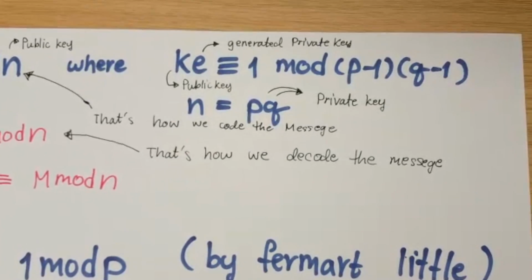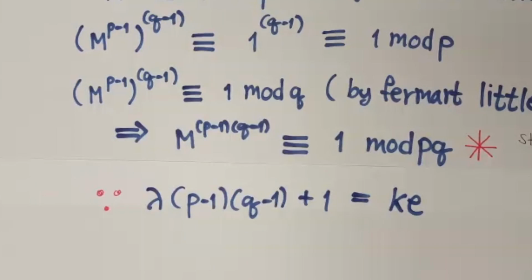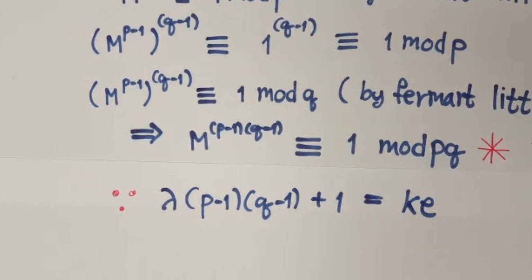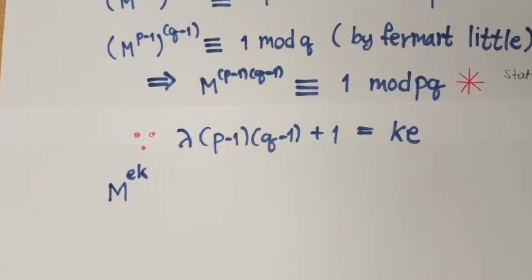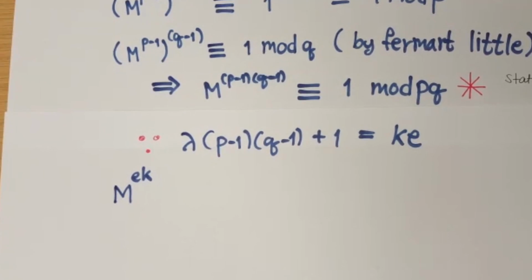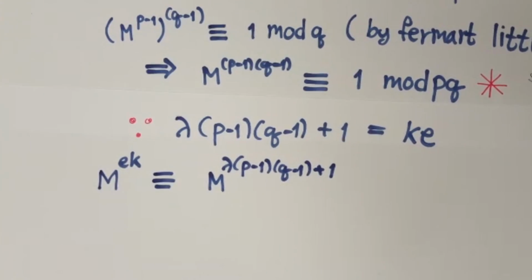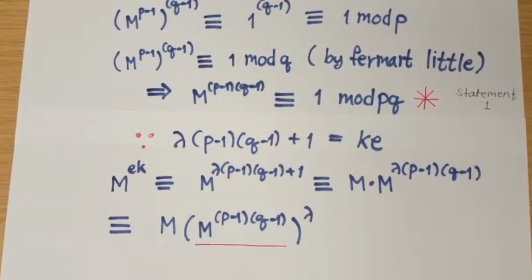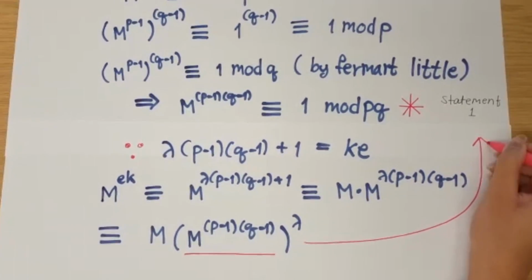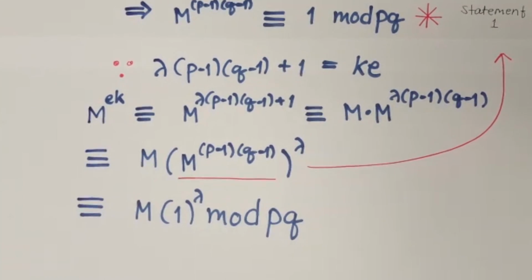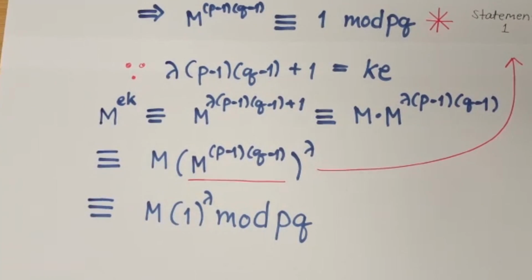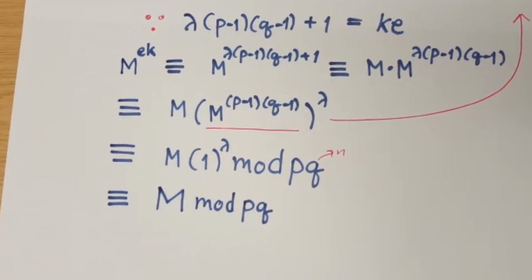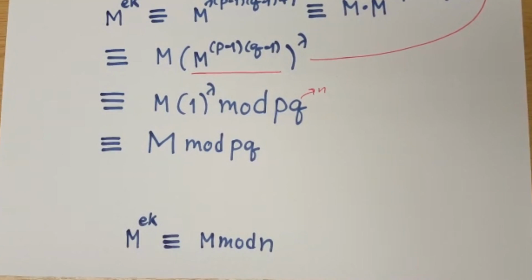Given that ke is congruent to 1 mod p minus 1 times q minus 1, we can rewrite it as some multiple lambda of p minus 1 times q minus 1, plus 1, equals ke. By substituting, m to the power of ek can be rewritten as follows. Using the law of indices, and referring back to statement 1, it is congruent to m times 1 to the power of lambda mod pq, which is n, which is simply m. Thus, the statement holds.